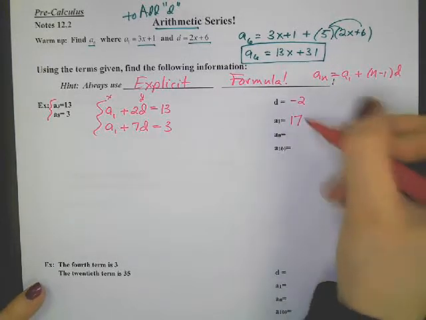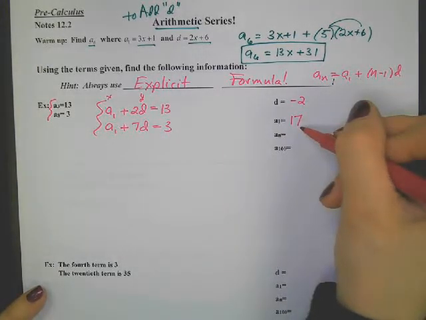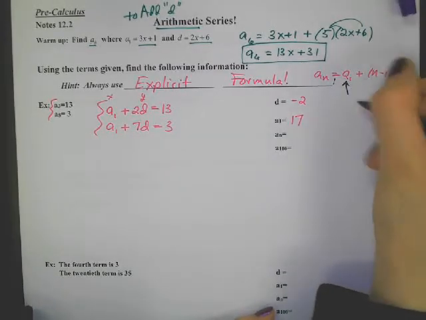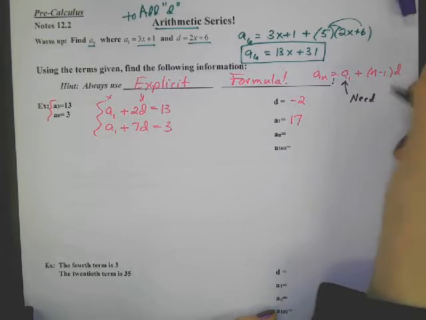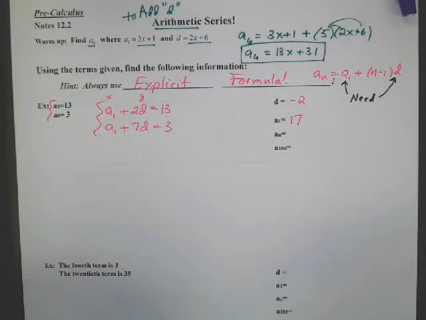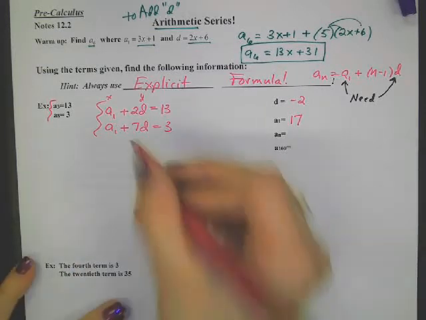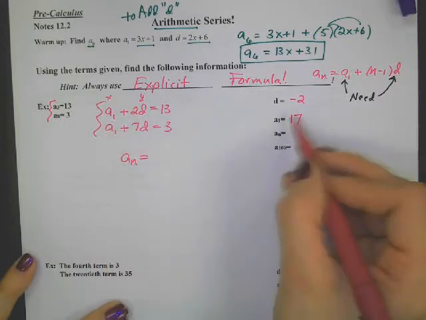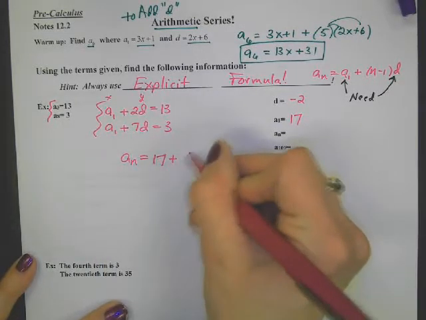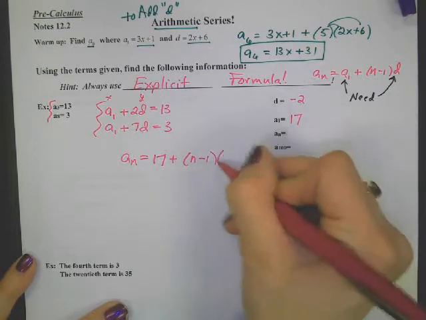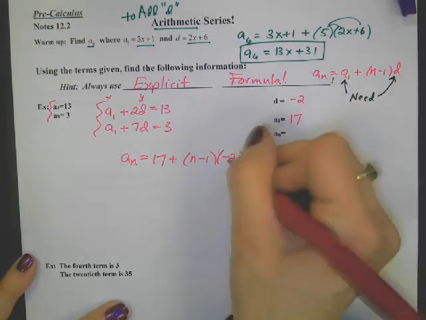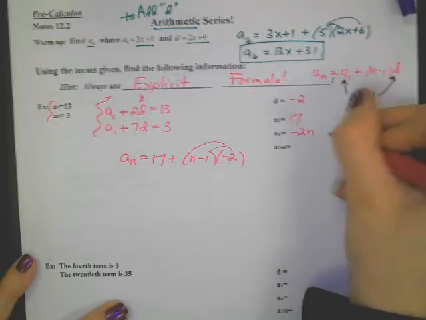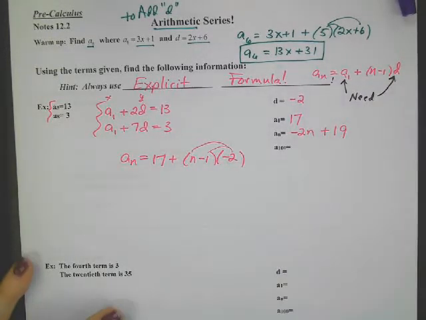Okay, to write a formula a sub n, you need to know those two things. Let's just put that right here in the notes. To write a formula, you need a sub 1, and you need a d, which we just found. So now I can go ahead and write an a sub n formula. For this sequence, a sub 1 is 17, and then I would need n minus 1 d's, which is negative 2. Be sure to use parentheses. So distribute this in: negative 2n plus 2 plus 17, which is negative 2n plus 19.